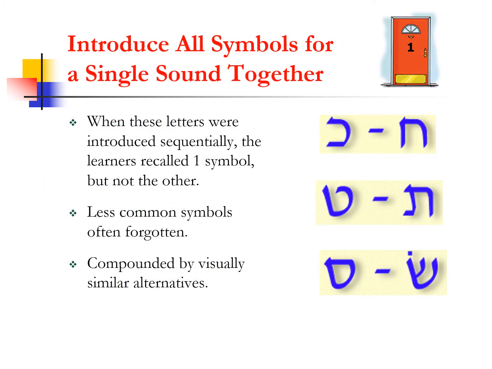Vitelson's team found that when you have multiple symbols that represent a single sound, you should teach them together. When they were introduced sequentially, the learners would recall one but not the other. And typically, the less common symbol was most often forgotten. So, for example, Tet was not recalled, but Taf was. And that's compounded when the letters are visually similar, like Tet and Mem, or like final Mem and Samech, or Sin and Shin.